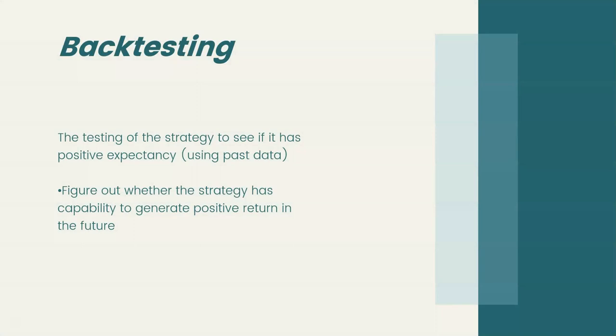All right, now backtesting. After having developed the strategy, or written the algorithm, you need to backtest it. You need to check whether the strategy actually works. The backtesting of the strategy is to see if the strategy has positive expectancy, meaning using past data, does the strategy make money? Could it have made money in the past? That's what we mean by positive expectancy: a return that is positive and not negative. And you also want to figure out, by doing backtesting, whether the strategy has the capability to generate positive return in the future. By doing that in the past, you get to learn a few things. You get to learn the parameters. You get to optimize the strategy. You get to find out whether the strategy has a chance to generate positive return in the future. And that's what backtesting is all about.